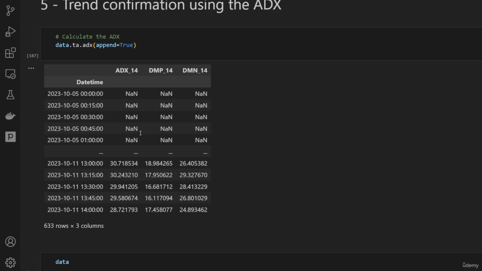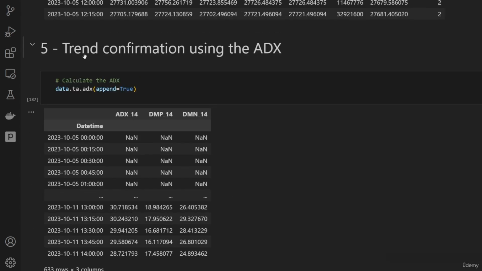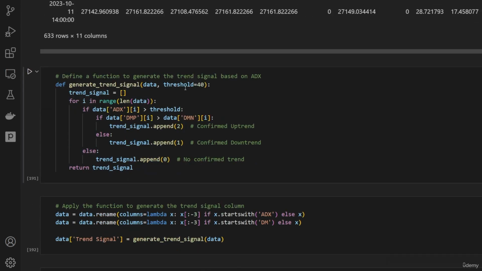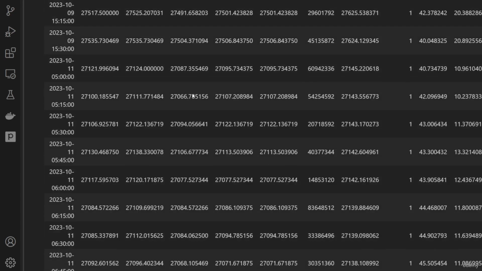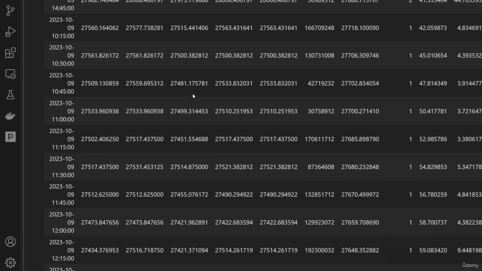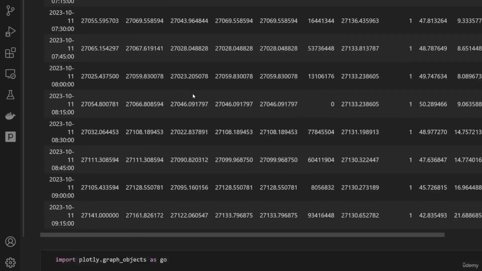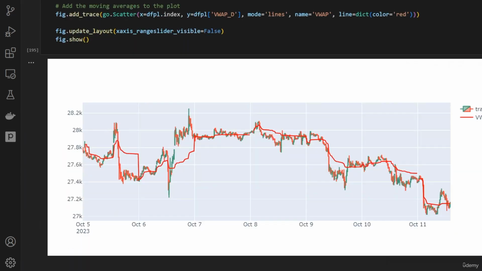And we're going to also check how we can confirm the trend in Python using the average directional index, or the ADX, also as we have mentioned in the previous videos. So we'll go through the details of how to code all of these trend detection methods and the trend confirmation method as an example.